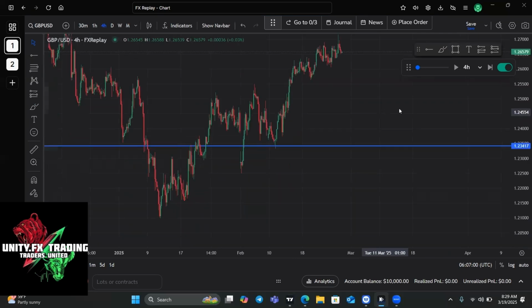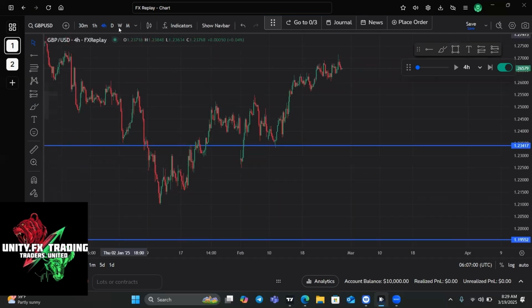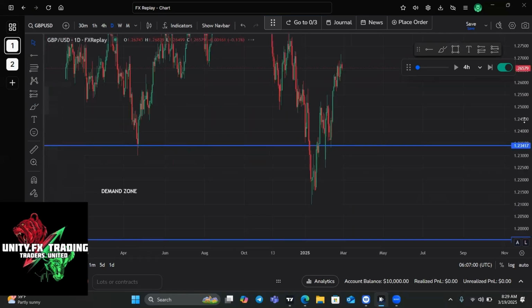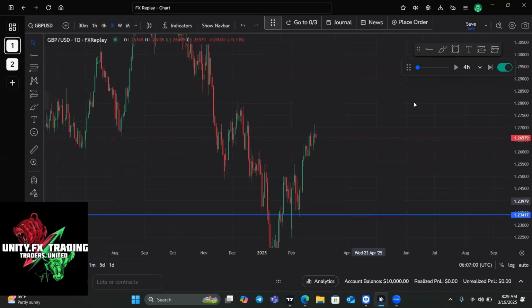Okay, guys, so after price tapped our demand zone, as you can see on the daily and the weekly, basically what we did, we're just taking the continuation to the upside.